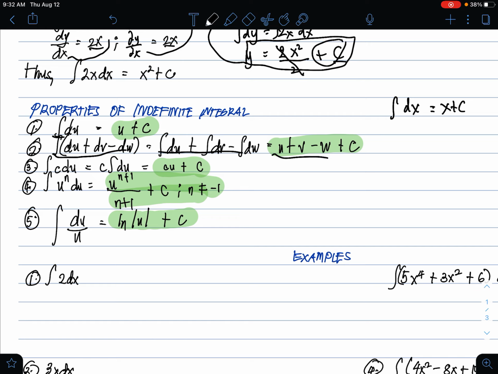Now here, c is a constant. So if we have a constant right here, in property number 3, we take out the constant, just like this one, and then the integral of c du is cu plus c.